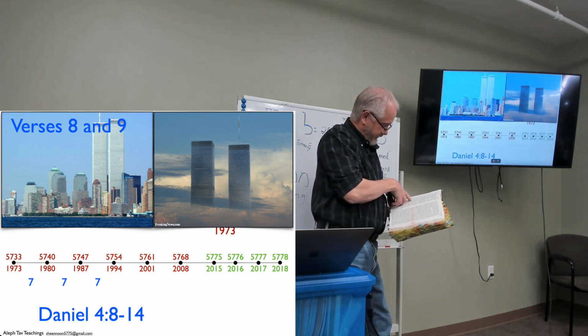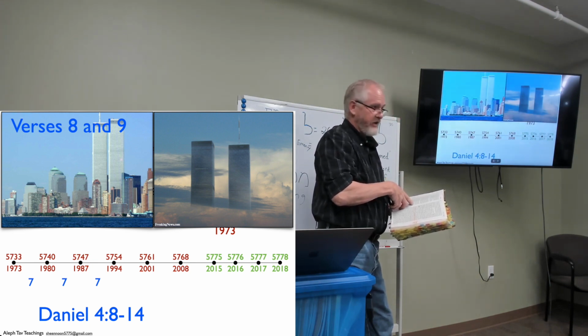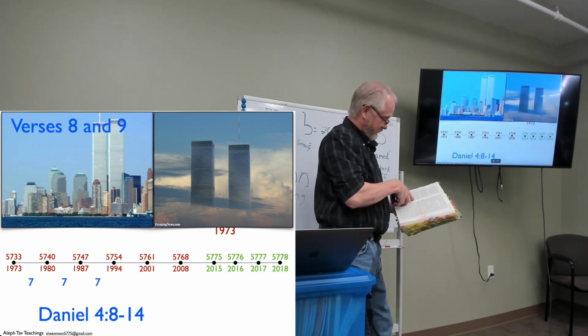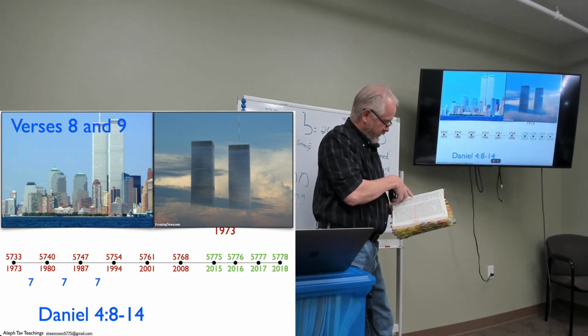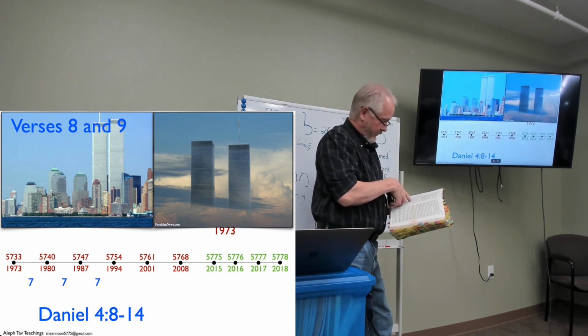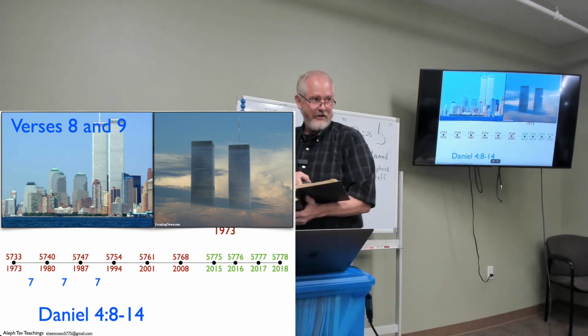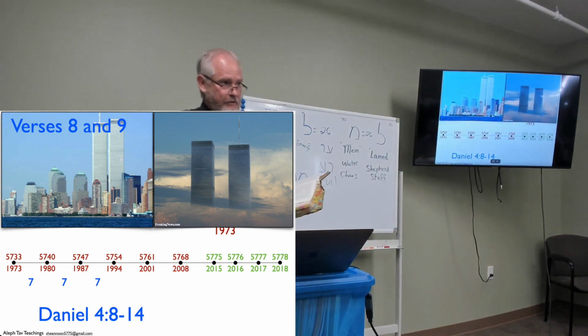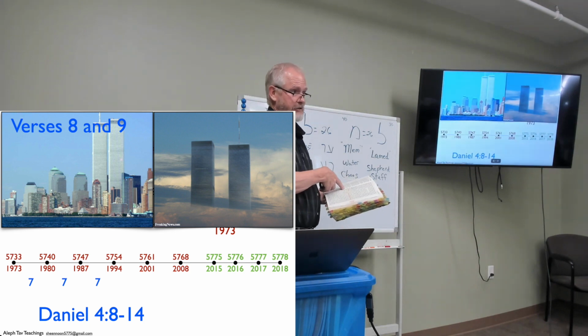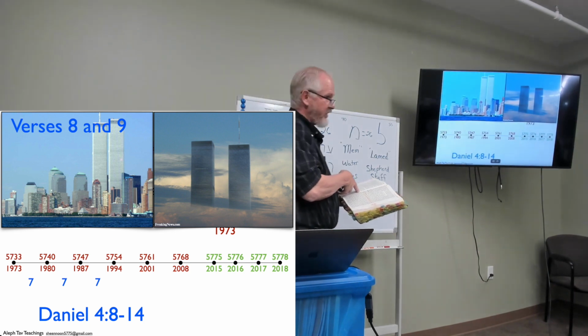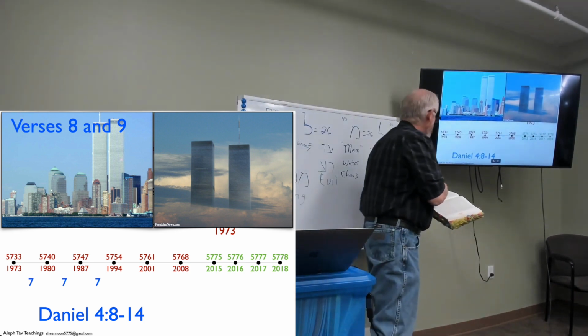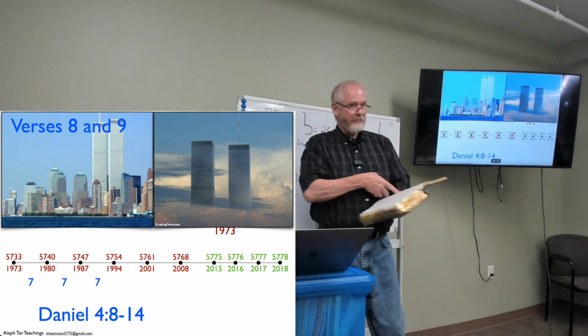Its heights reached the heavens. It was visible to the ends of the entire earth. Its foliage was beautiful and its fruit plentiful. And there was food for all in it. Every nation in this world was represented in those trade buildings. All trade that fed the entire world went through those financial buildings.